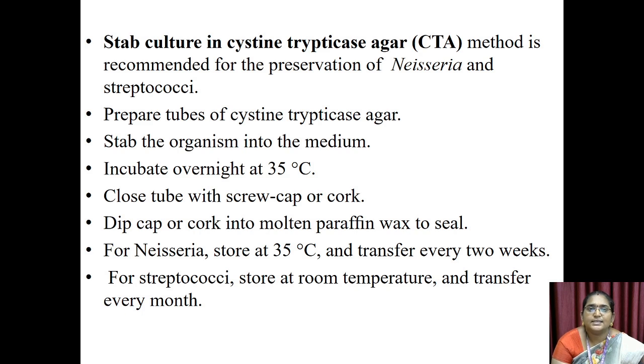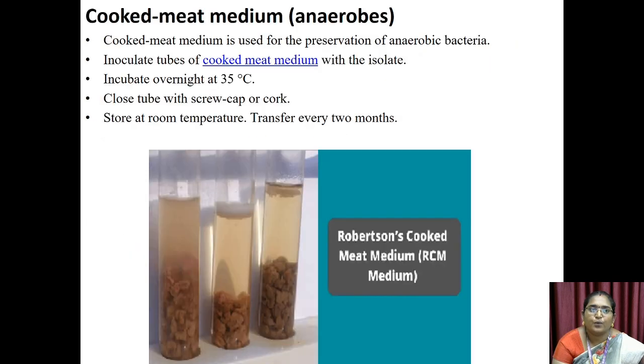The stab culture in cysteine trypticase agar method is recommended for the preservation of Neisseria and Streptococci. Prepare tubes of cysteine trypticase agar. Stab the organism into the medium. Incubate overnight at 35 degrees Celsius. Close the tube with a screw cap or cork. Dip the cap or cork into molten paraffin wax to seal. For Neisseria, store at 35 degrees Celsius and transfer every 2 weeks. For streptococci, store at room temperature and transfer every month.